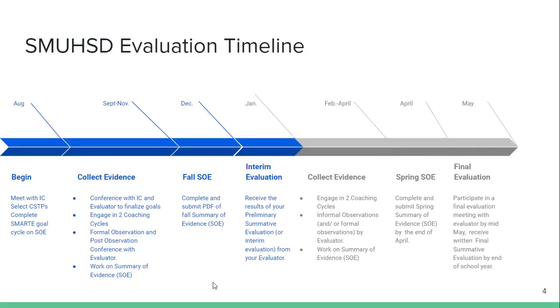This timeline shows broadly what the evaluation process looks like throughout the year. We begin in the fall with the goal setting and the initial conference. You go through a phase of evidence collection, and certificated employees submit their fall summary of evidence at the end of the fall semester. Evaluators prepare an interim evaluation report and provide it to certificated employees in mid-January. And then in spring, there's another cycle of evidence collection, another summary of evidence that's submitted, and then the final summative evaluation results are provided in the middle of May.